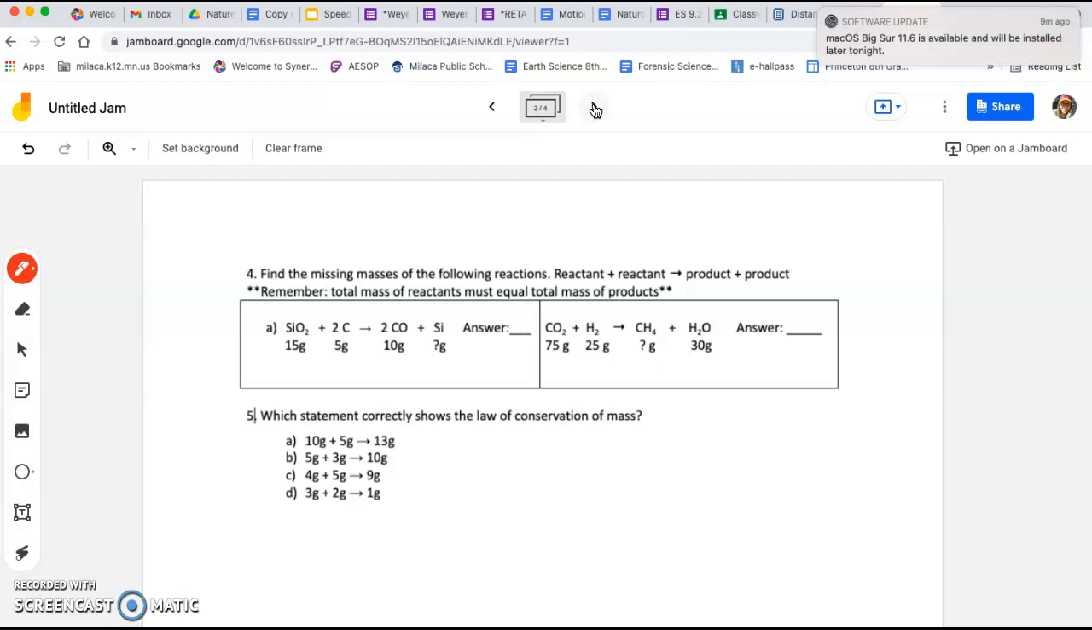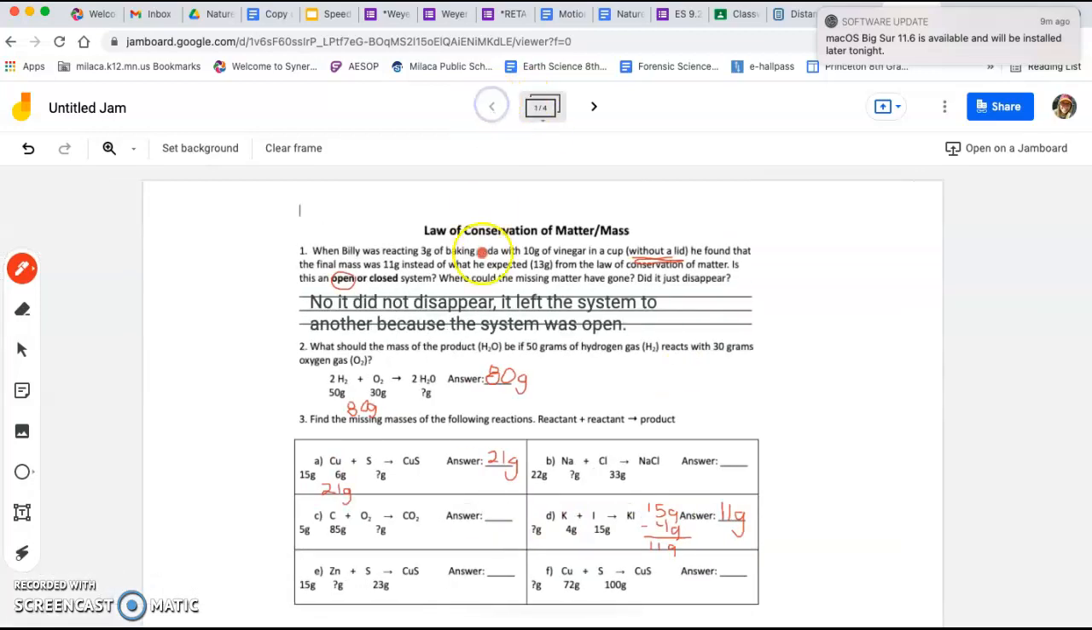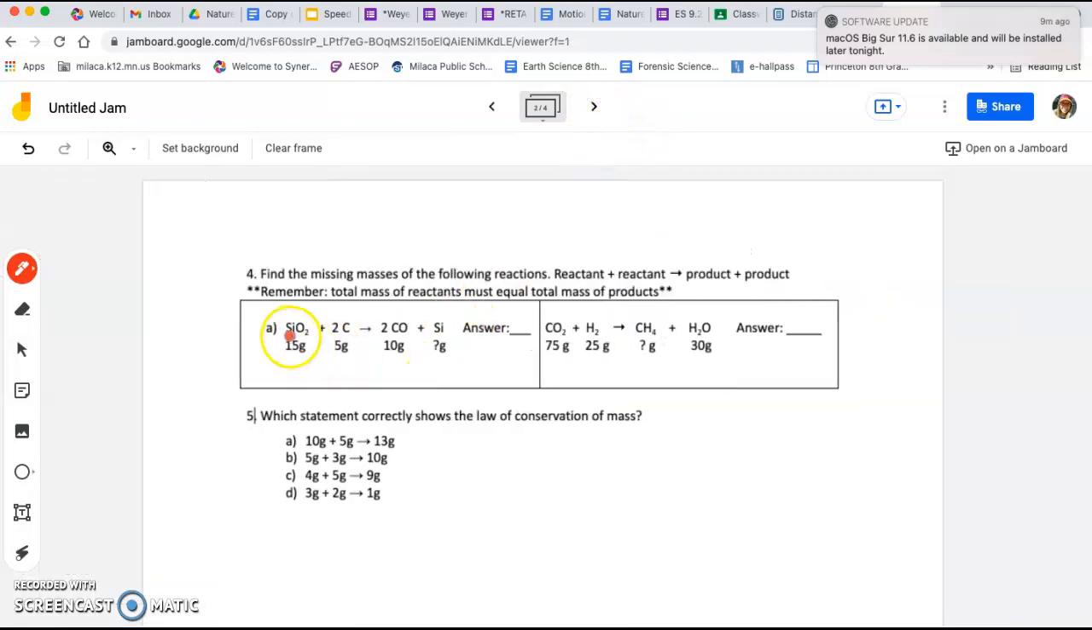All right, find the missing masses of the following reactions. Remember that reactant plus reactant is equal to product plus product. You are doing the same thing that we just did right here. However, we have 2 on each side. So that means on one side, we'll have to add those up. So reactant is 15 plus 5 grams. So that's a total of 20 grams.